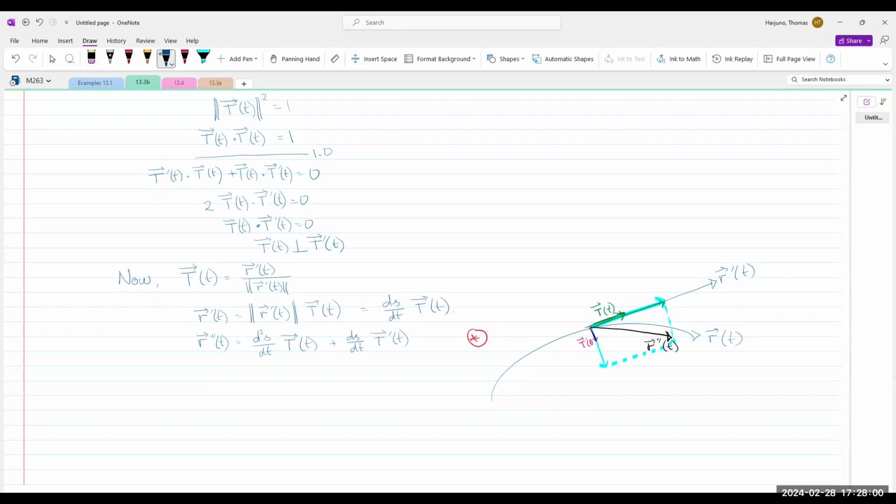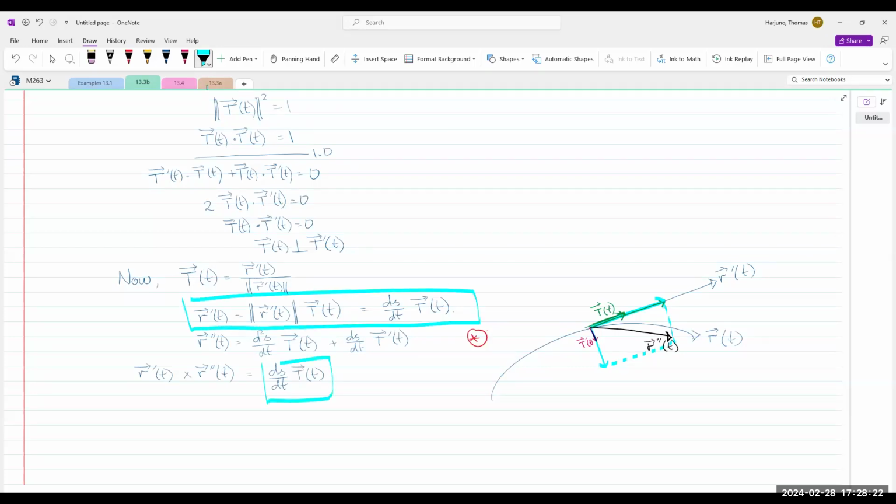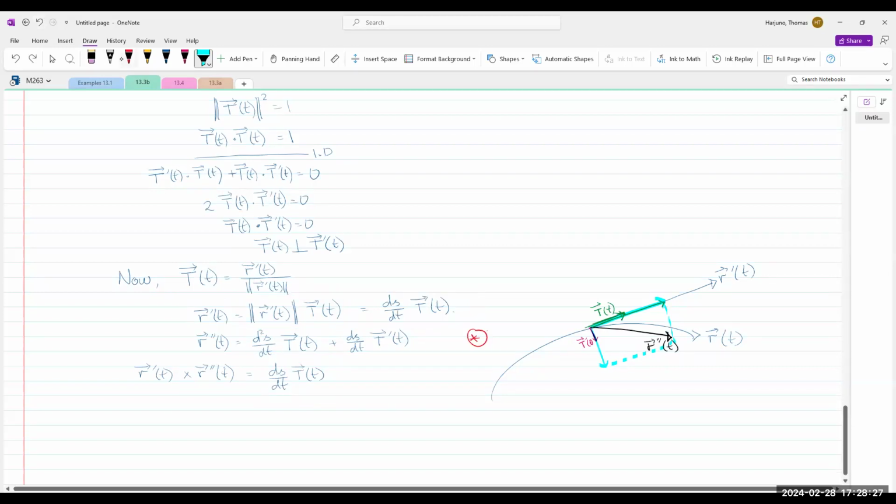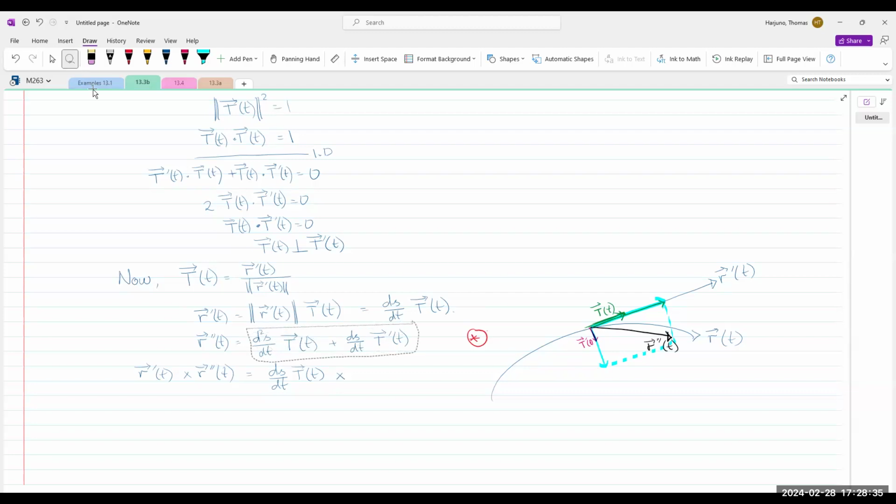What I will do is I will cross r prime t with r double prime t. Now, r prime t is ds dt times the unit tangent vector, right? This one here. Multiplied by, actually crossed with, this guy. Let me copy paste that.